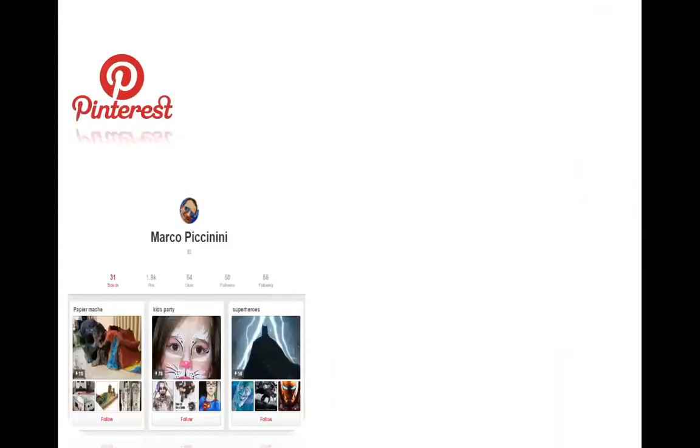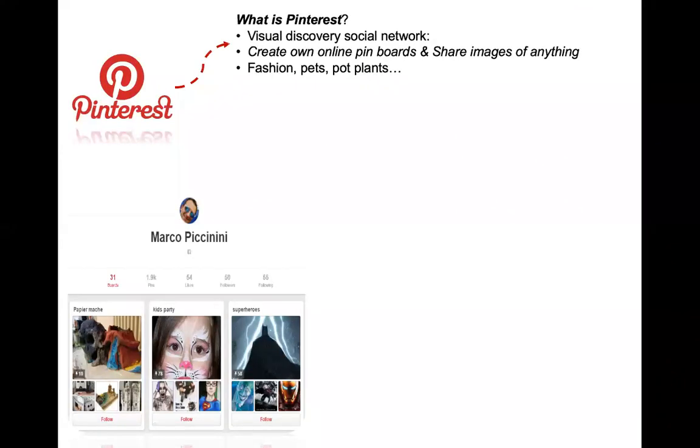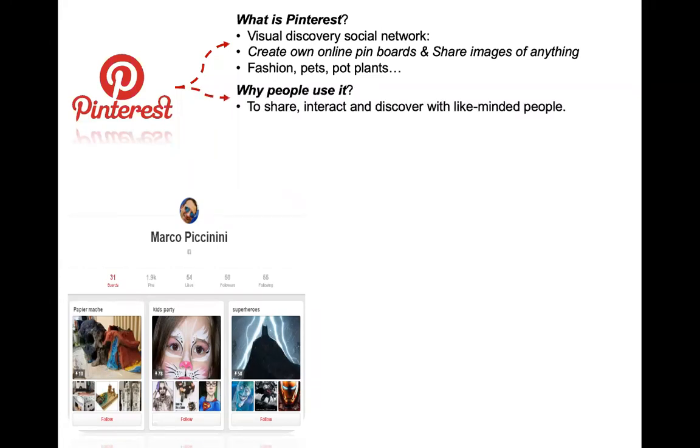Then there is Pinterest. In Pinterest we have so-called visual discovery features, and we can pin content to particular boards that we create, and we can share these boards. Pinterest is very common among female users particularly, and the topics that people discuss and pin there are about fashion, pets, some home decor, and so on.